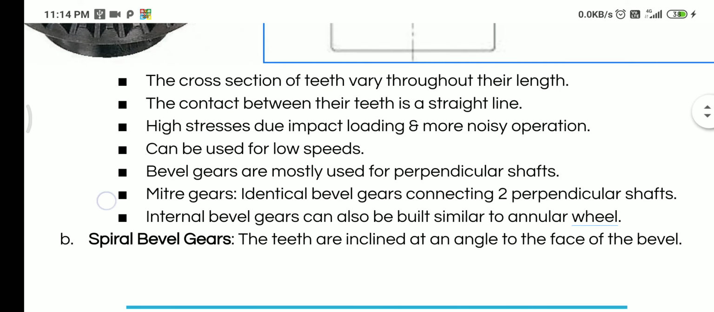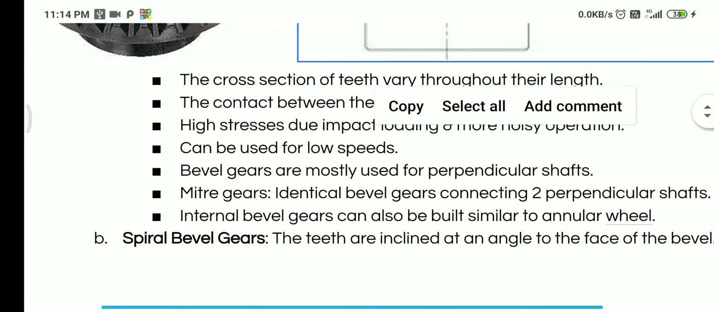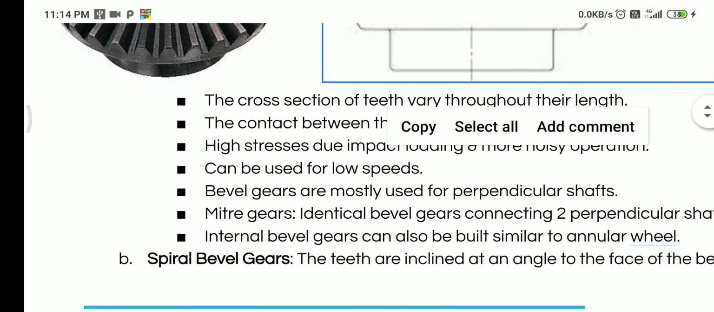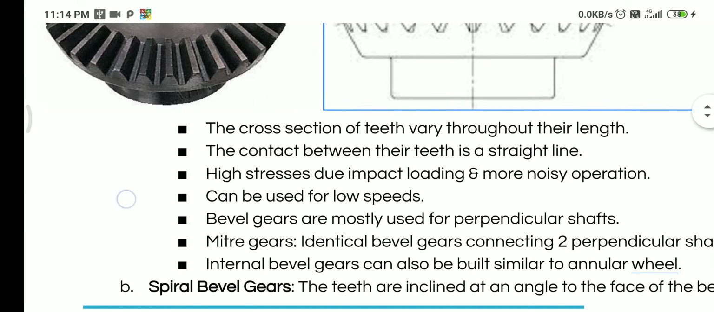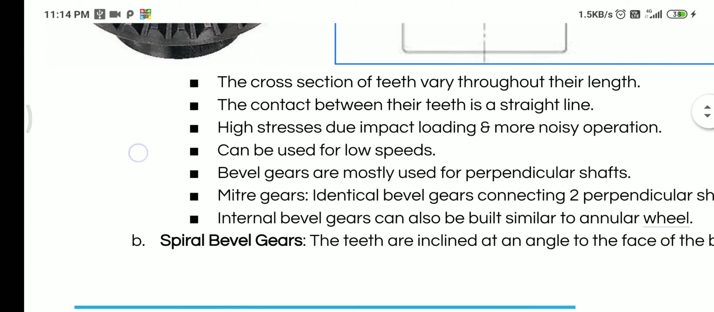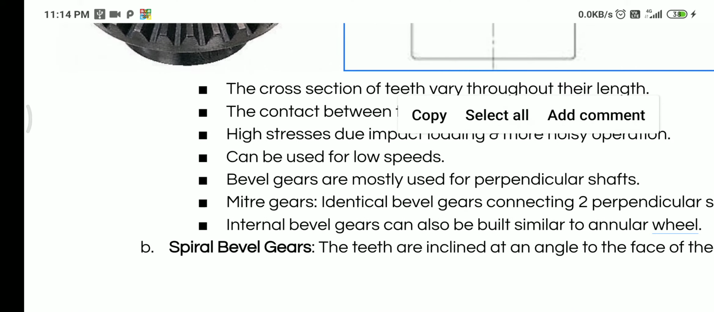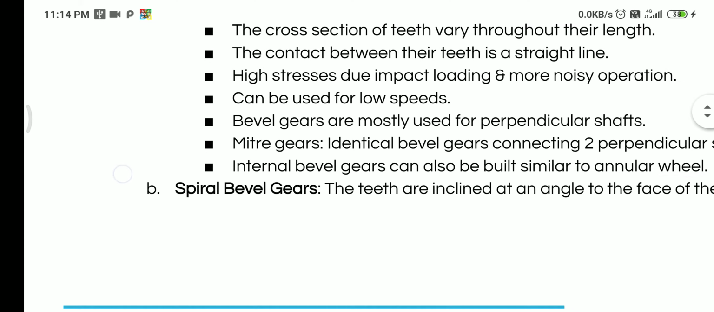The contact between the teeth is a straight line, and of course, similar to the spur gears, there are going to be high stresses because the loading is going to be sudden impact loading, and they're going to make a lot of noise. Because of this very reason, they have to be operated at low speeds, and also you cannot load them very highly.